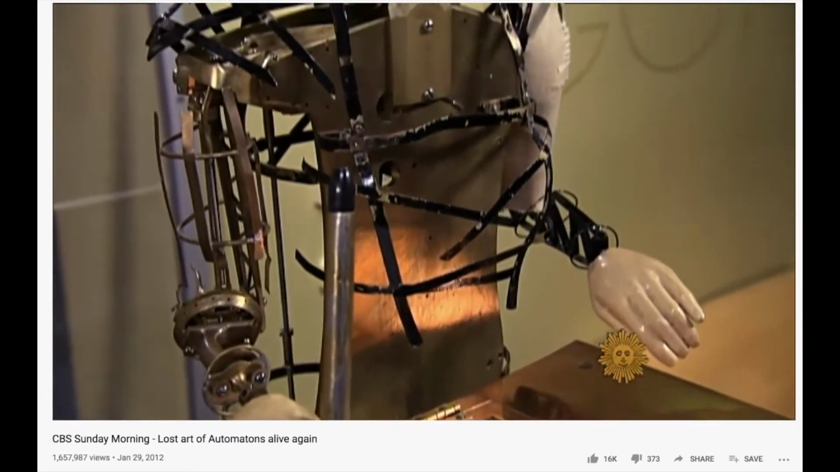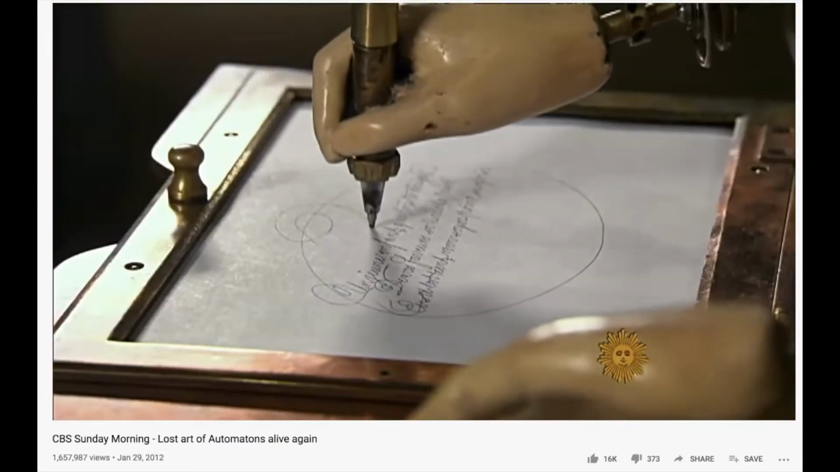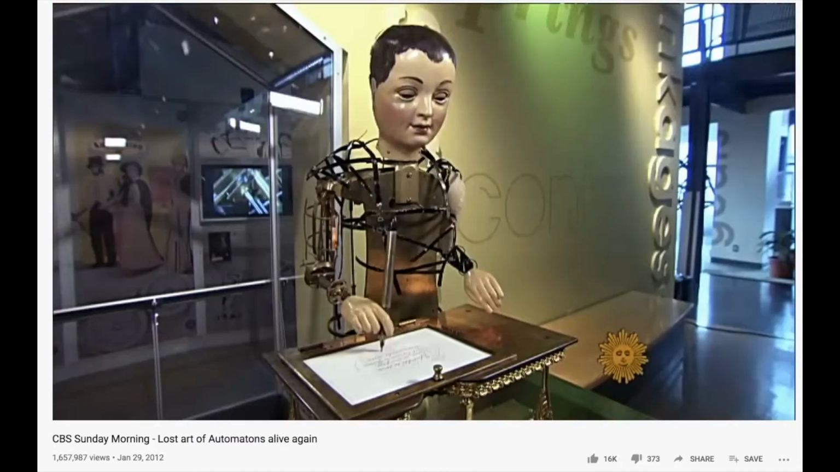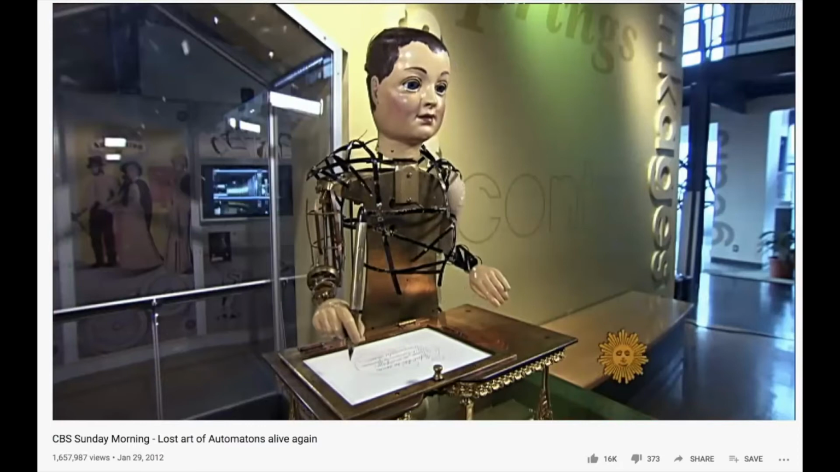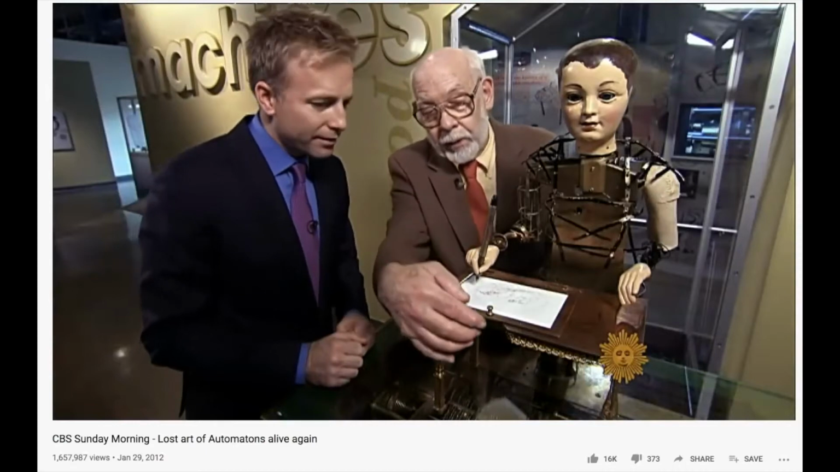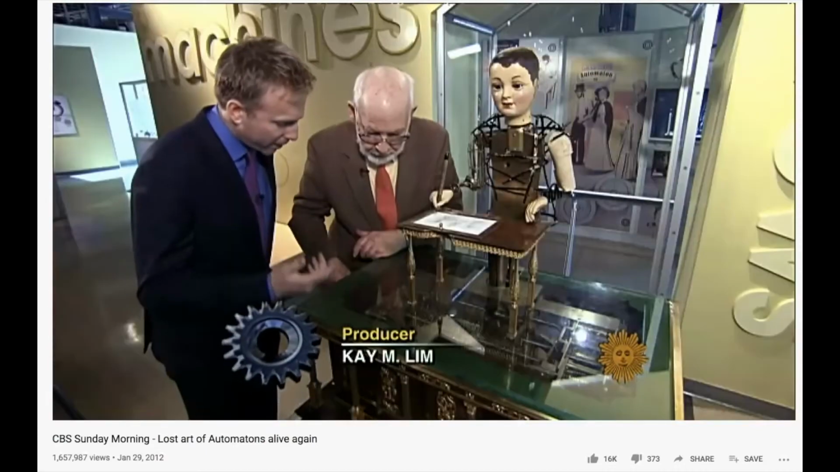This elaborate wind-up machine called an automaton, which writes and draws, is in many ways a mystery, even centuries later. The more you watch it, the more you realize how little you actually know. We're winding the spring up, just like you'd wind up a clock.